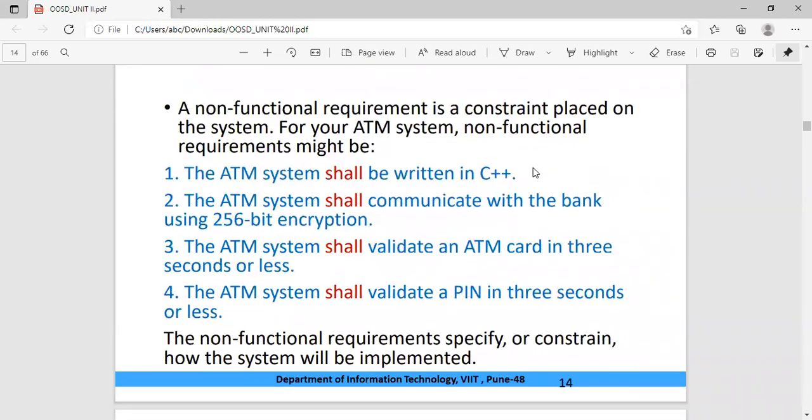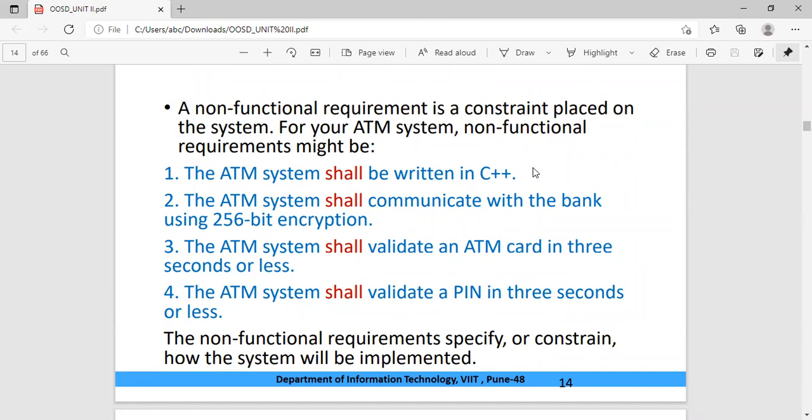Now, what is a non-functional requirement? For example, the ATM software shall be written in C++, or it has some encryption which is required for the authentication part or for the security part mostly. If I insert that ATM card, then the system should respond, and how much time is required is the response time.